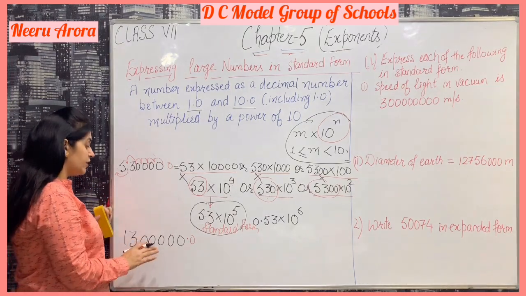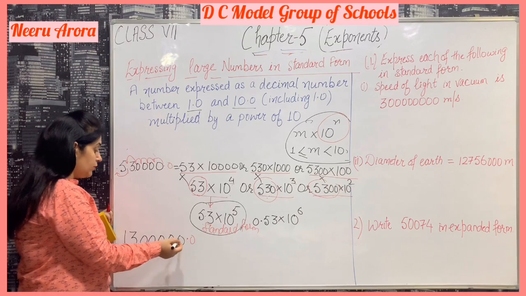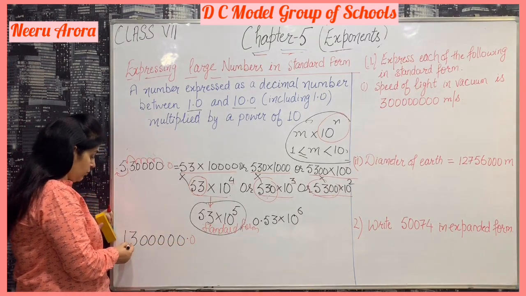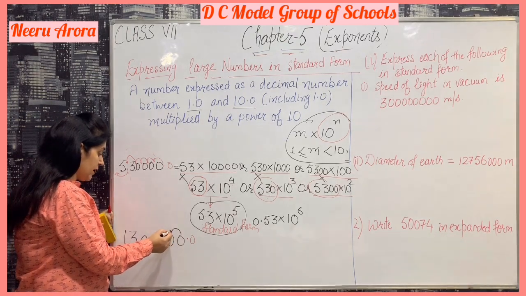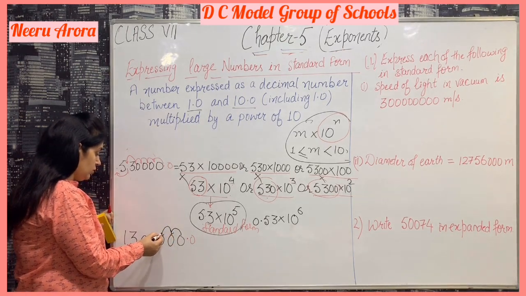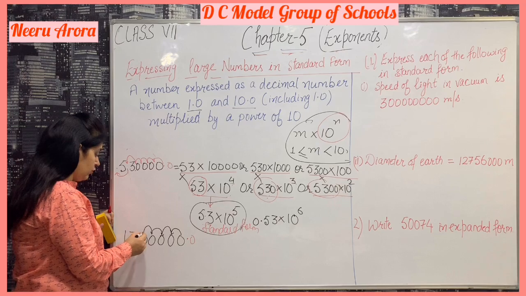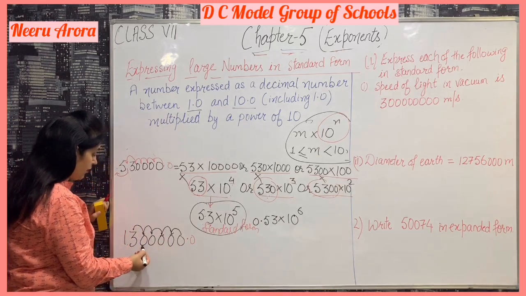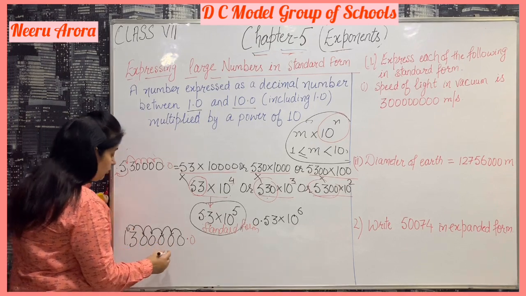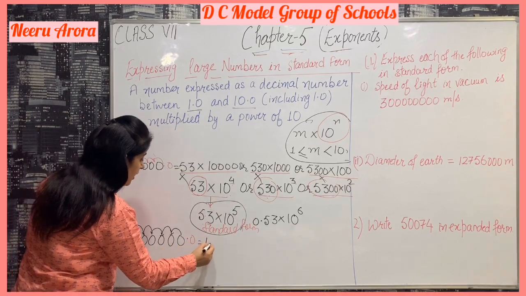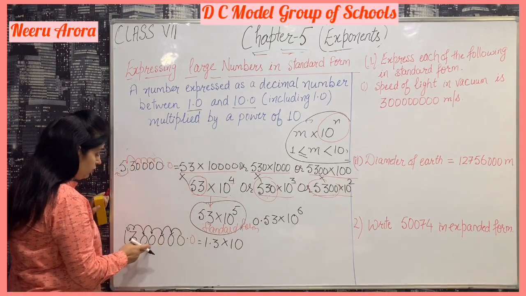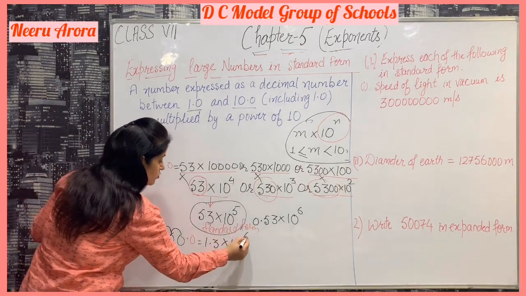Now I want to convert it into standard form. So I'll shift this decimal sign to here, 1.3. How many steps will I go? 1, 2, 3, 4, 5, 6. So it will be equal to 1.3 into 10 raised to power 6.